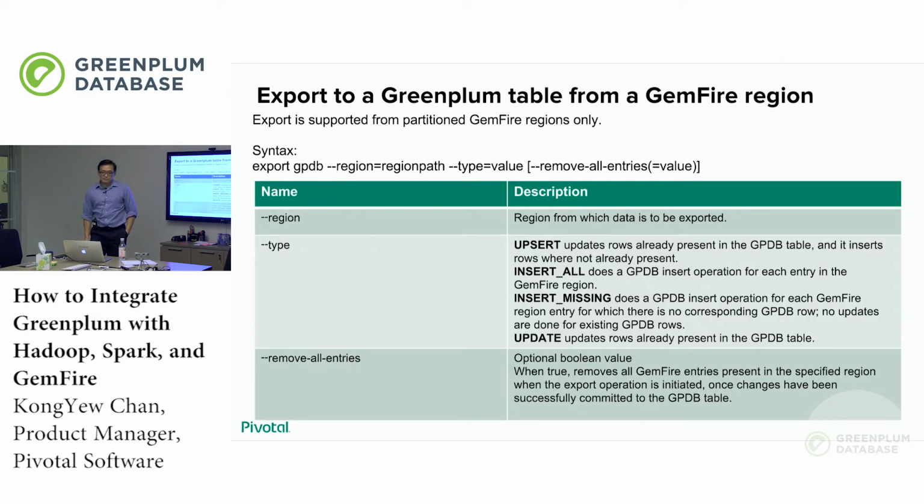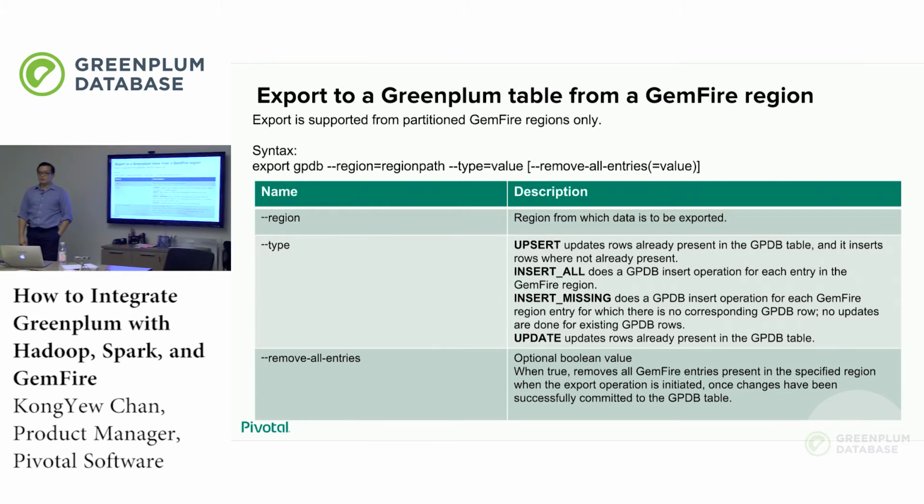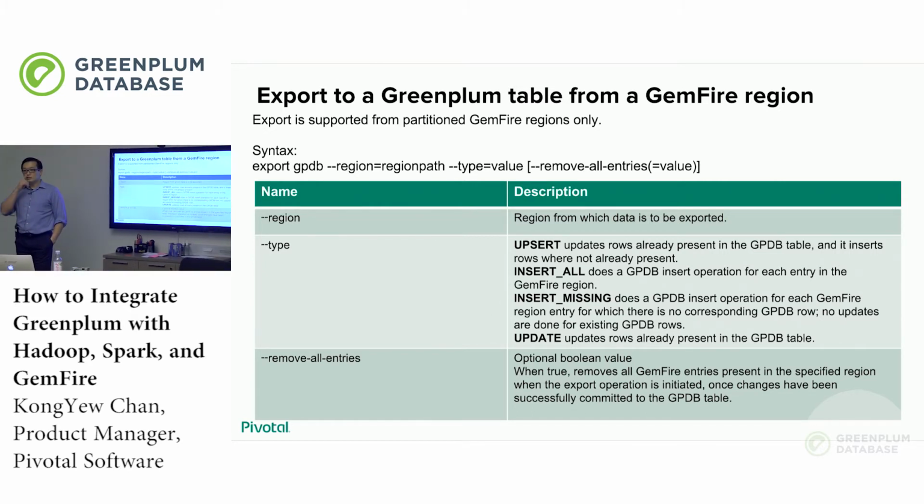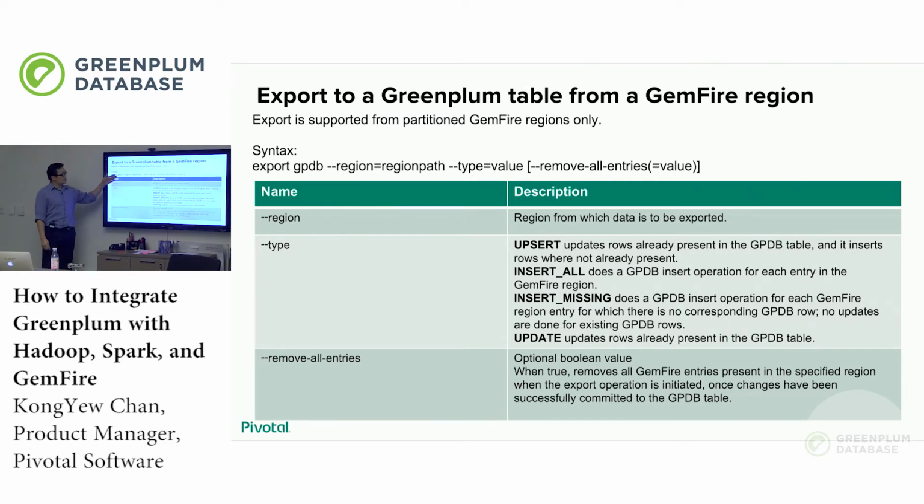Import is pretty simple. Export is a bit more complex because we want to cater to different use cases. As specified previously, you map a region to a Greenplum table. But for exporting the data from GemFire into Greenplum, there are about four different options, to optimize the data transfer. The first one is upsert, which means that we check whether a data row exists in Greenplum before we insert the data.